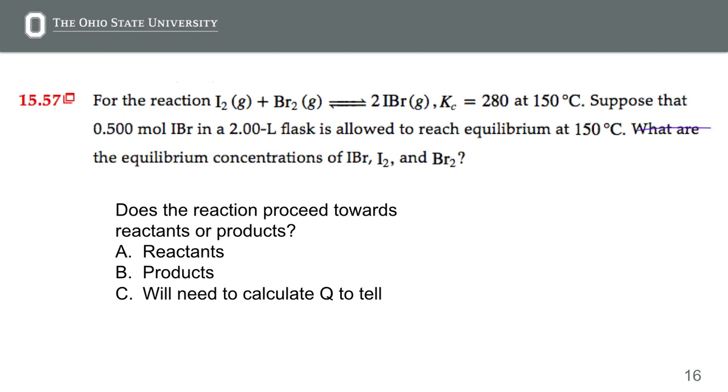Let's ignore this part for right now. For the reaction of I2 plus Br2 in equilibrium with 2 IBr, we have an equilibrium value of Kc of 280 at 150 degrees Celsius. If we put 0.5 moles of IBr in a 2-liter flask and allow it to reach equilibrium, which way does the reaction proceed, towards the reactants or the products?